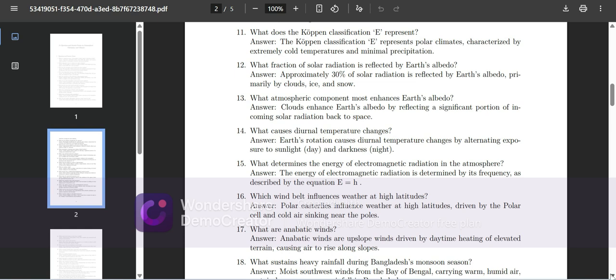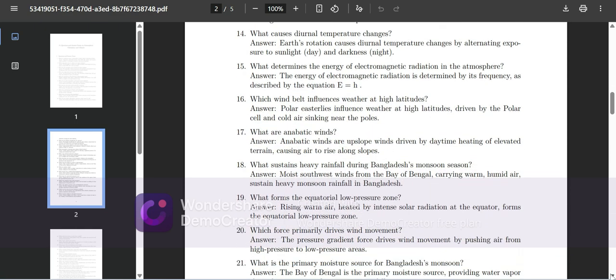Which wind belt influences weather at high latitudes? Polar easterlies influence weather at high latitudes, driven by the polar cell and cold air sinking near the poles.